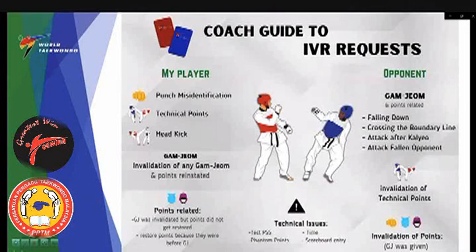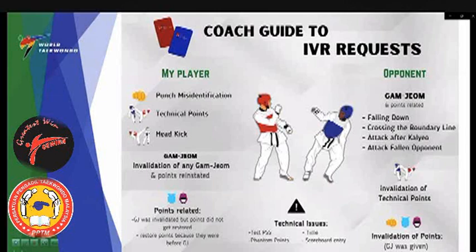Technical points. Anytime your player does a turning kick and points are scored, but the technical points, the additional 2 points, did not get awarded, you can request for the 2 additional technical points. Part of our new rules, now coaches can request head kick.